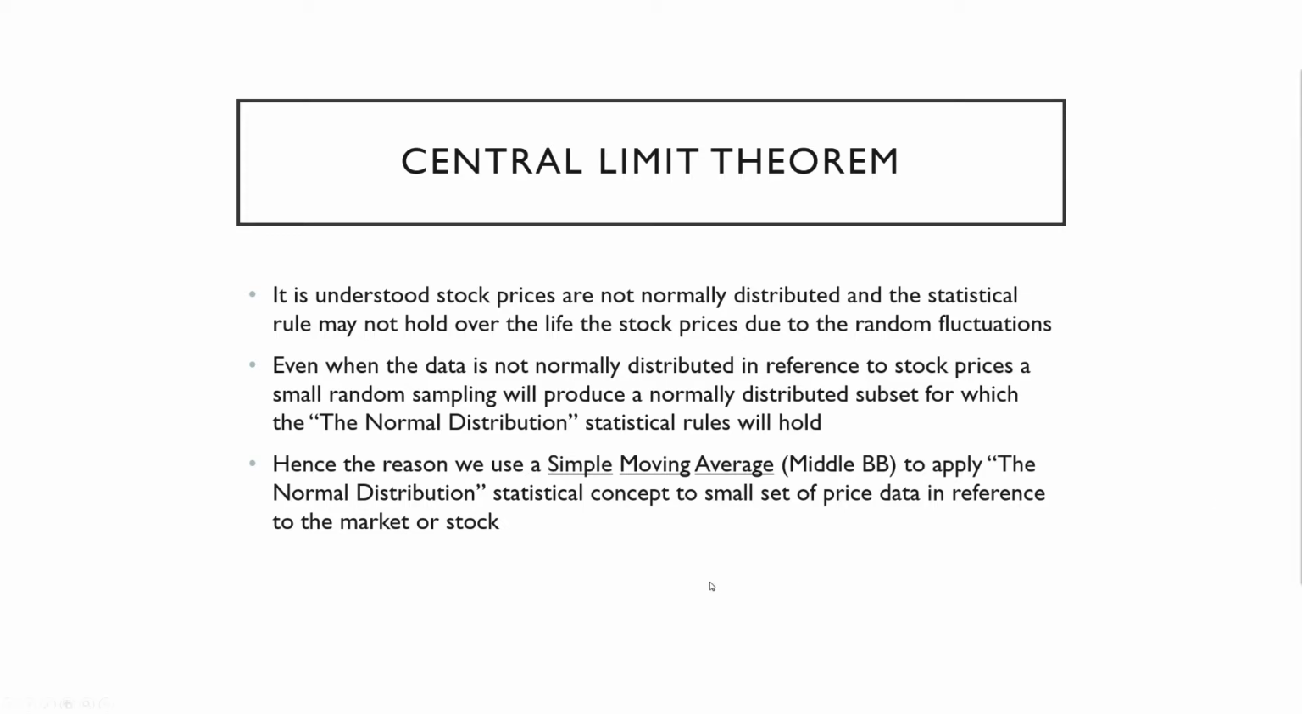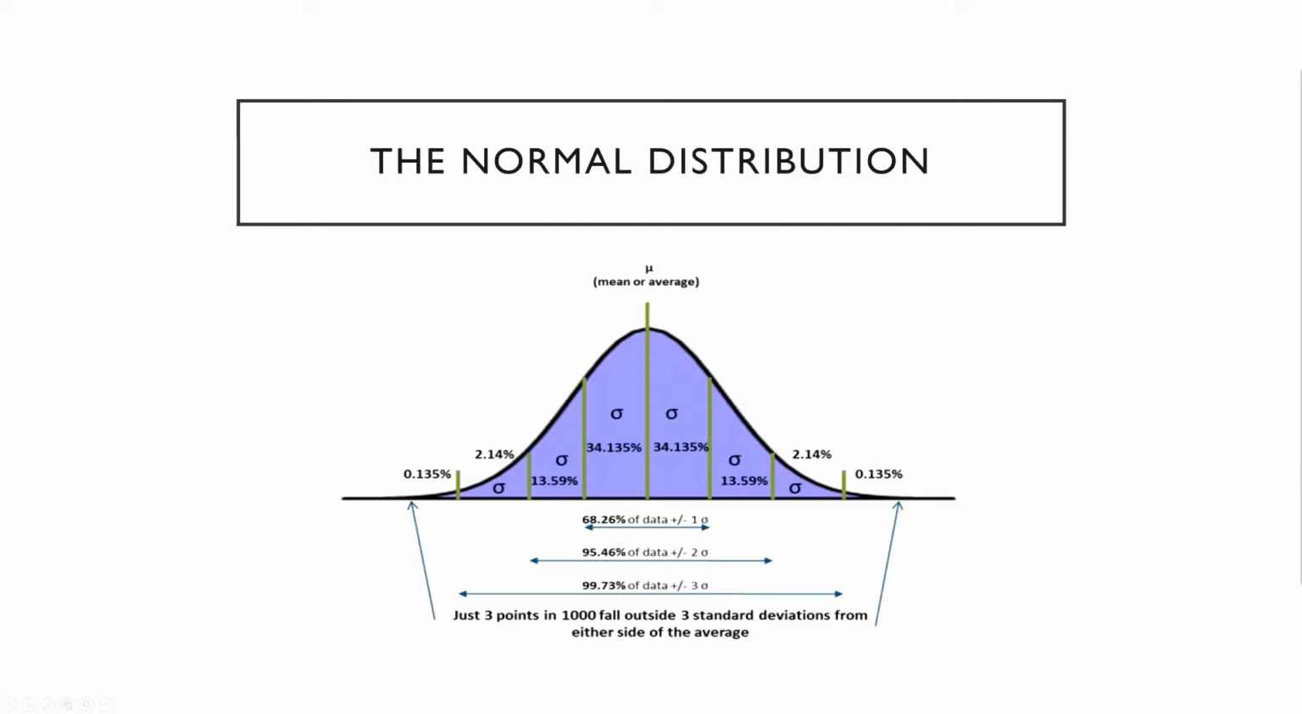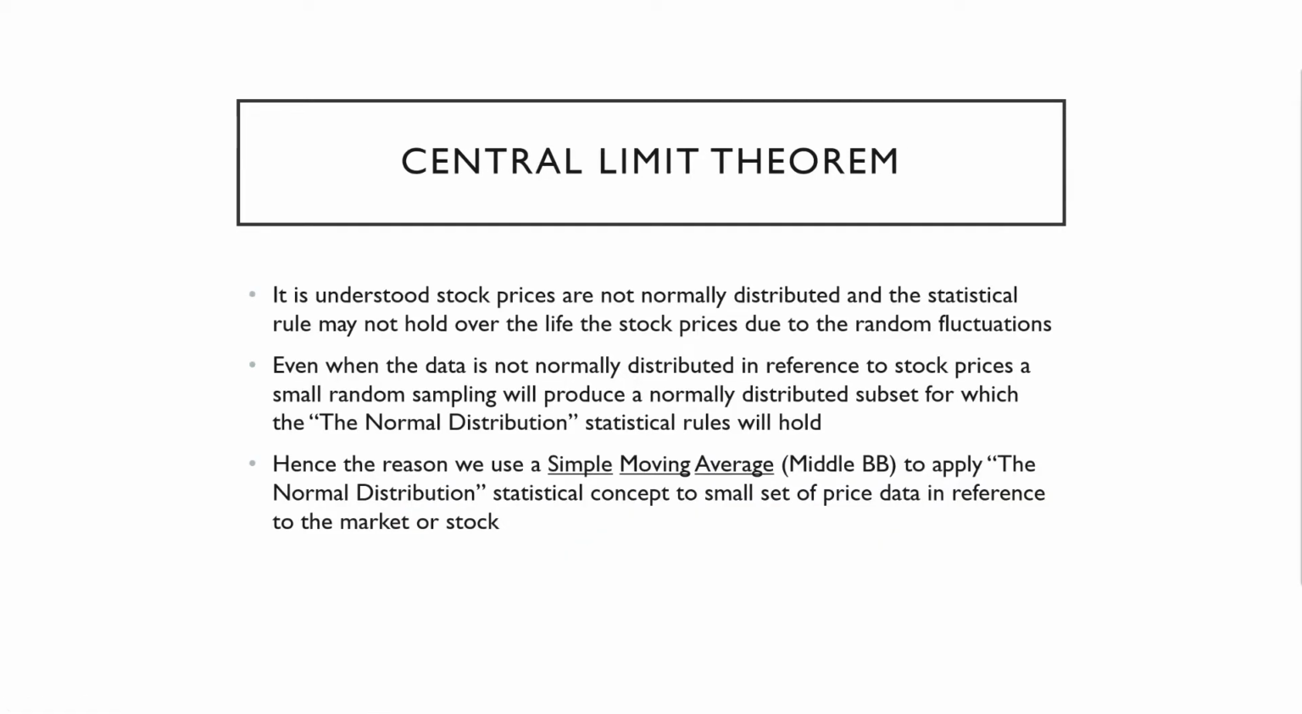So what does that mean? Okay, the central limit theorem. As it says here, it is understood that stock prices are not normally distributed. As we were just talking about in the last concept, the normal distribution. They understand that stock prices are not normally distributed because over the lifespan of a stock, the price will fluctuate so much at different price ranges that you cannot have a normal distribution.